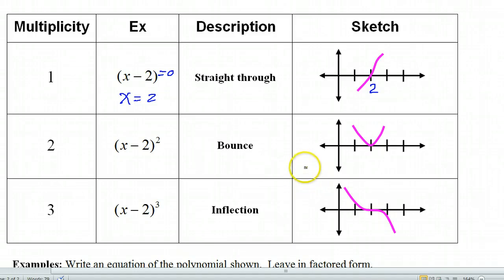That's very common. Now, slightly more unusual, but it does happen. If you have a double, it's an x minus 2, but it's squared. There's 2 of them. What happens is you get a bounce right there. So, when the graph comes down and touches that x-intercept, it does not pass through the graph right there. It bounces off the x-axis, and it does a bounce. It goes back the way it came from.